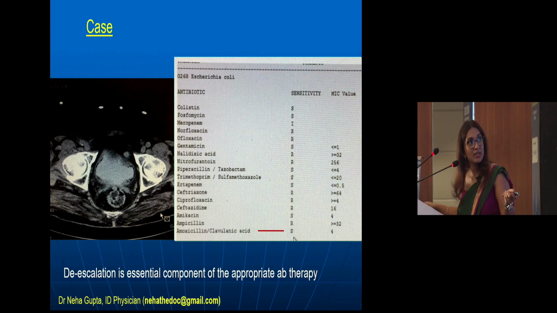This was the susceptibility profile. This was E. coli, and as we can see here, this is an ESBL E. coli. Initially we started with meropenem and subsequently the patient was discharged on amoxiclav because this was susceptible. So, de-escalation to an oral antibiotic after an initial IV therapy should definitely be considered, and this patient did well. For 5 days amoxiclav was given at a dose of 1 gram 3 times a day.